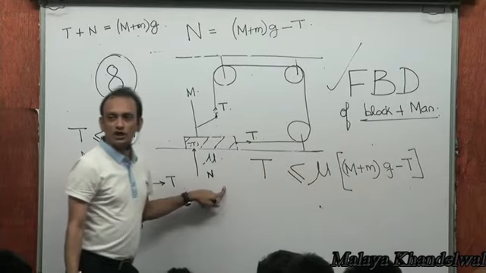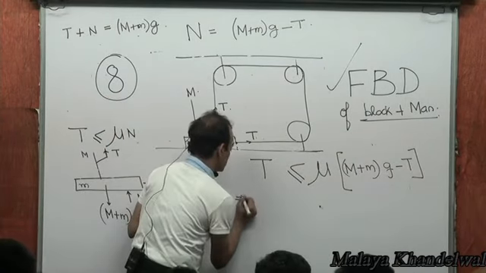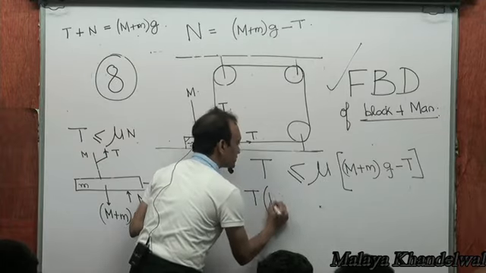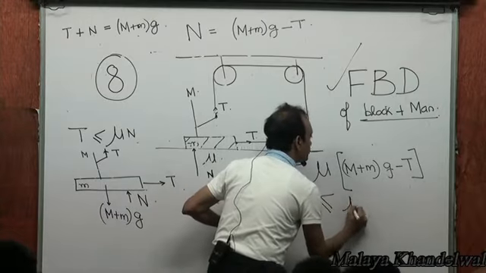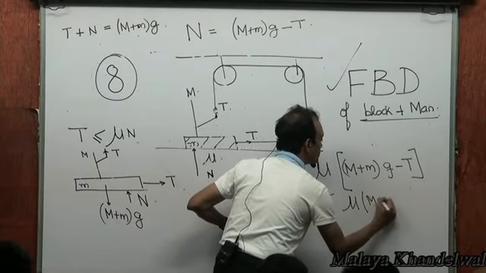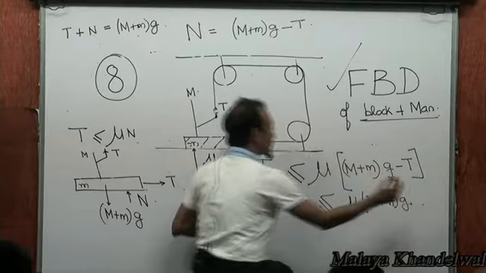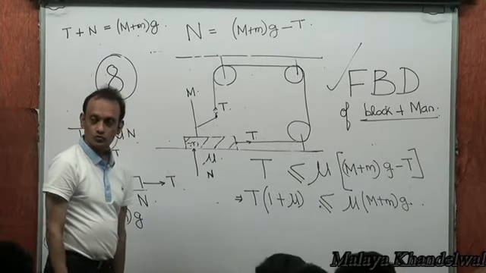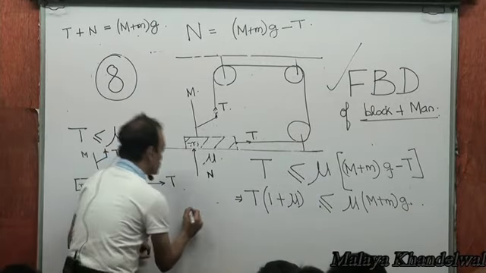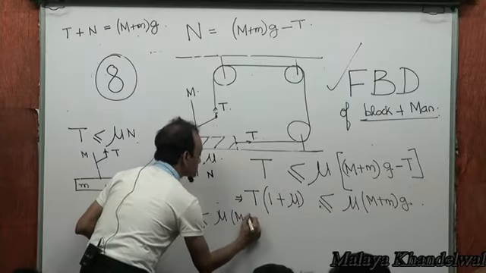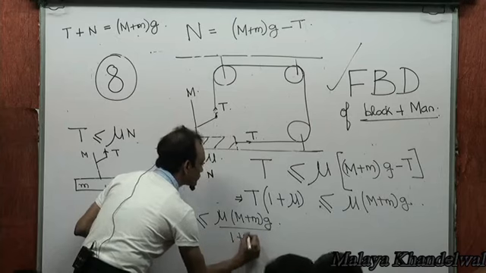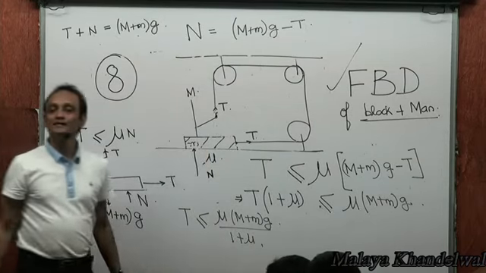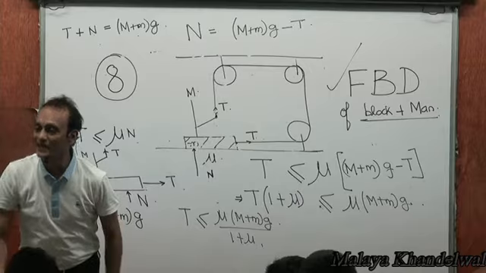Transpose this T on this side, giving us T into 1 plus mu less than or equal to mu into M plus m into g. Yes or no? So T less than or equal to mu into M plus small m into g divided by 1 plus mu. If this happens, then the board is not going to slip on the ground.